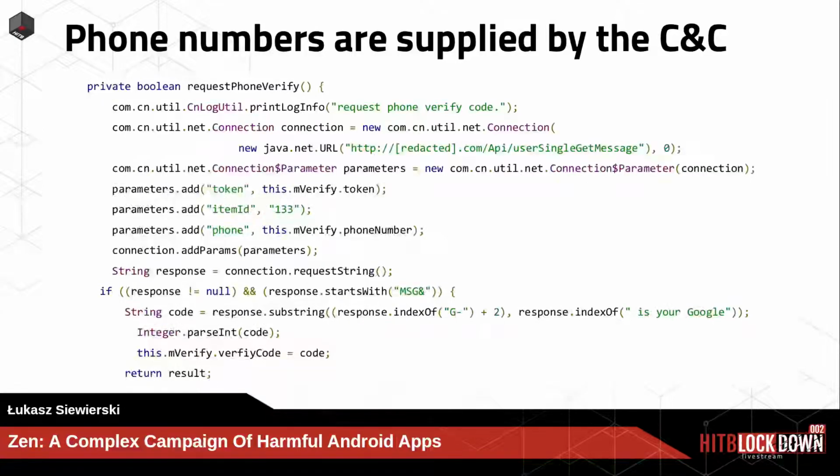First, it got the phone number, and then it contacts the CNC with that phone number that it used for verification and says, hey, did you see any text messages coming to that phone number? And if the CNC saw some text messages, it responds with the text message content, and this text message content is processed here. As you can see, the response starts with MSG ampersand, and then it looks for "is your Google". So it looks for the verification code, it parses the verification code and gives it back to the account creation wizard.